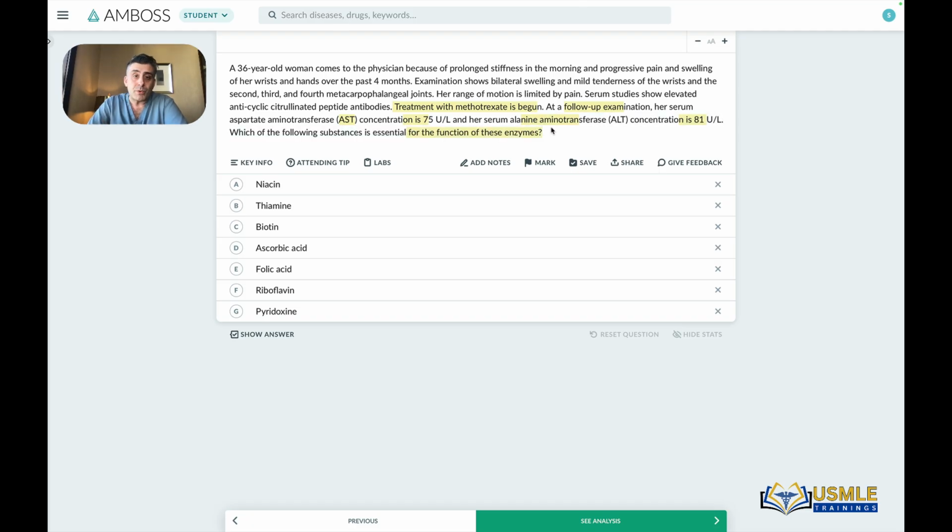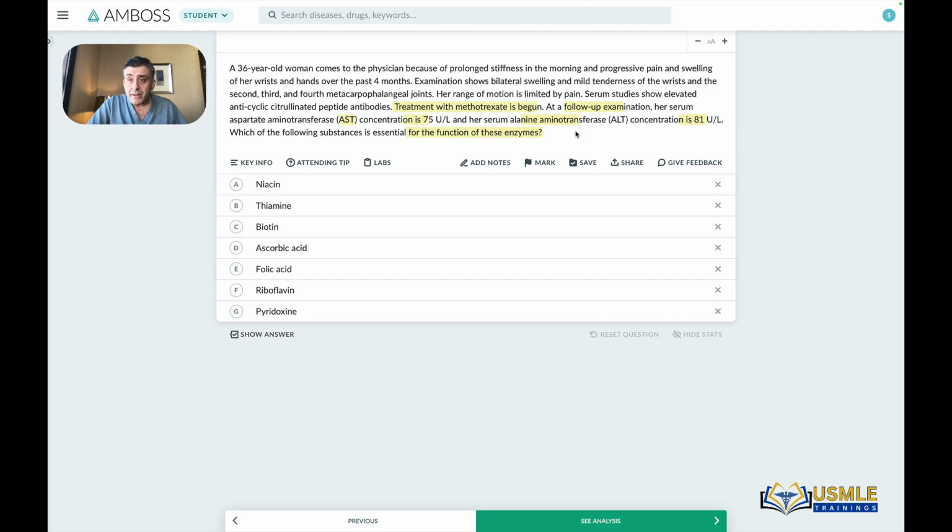Now, we got to go to the top, read the scenario, but you have a better idea of what the case is asking of you. We were given methotrexate to the patient. AST, ALT are higher than 40. What's going on? Which following substances is essential for the function of these enzymes? If you're not understanding what they want from you, read the answer choices. You know me, I never like to go to the answer choices. But after you read the last three lines, and the first 3-4 lines, and you still are not clear of what they want, read the answer choices.